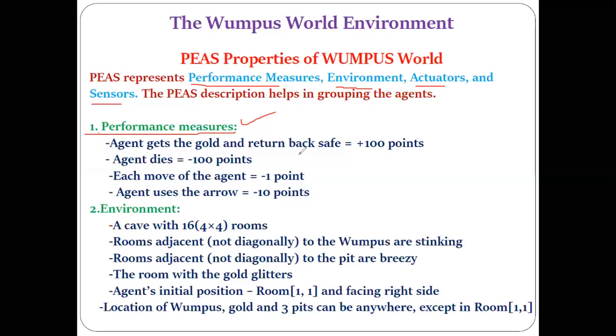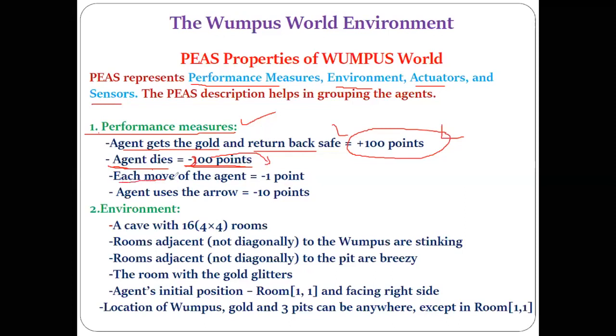If you see, the first performance measure is that the agent gets the gold and returns back safely without being killed, so as part of his performance measure he will be given plus 100 points. If the agent dies, minus 200 points will be reduced from its score. If it dies, then the game is finished, and definitely the agent loses that game. As I told you, it depends on the game developer. A game developer can decide whether to subtract 100 points or 200 points. In the previous slide we saw 200 points if the agent dies, so here 200 points should be subtracted if the agent dies.